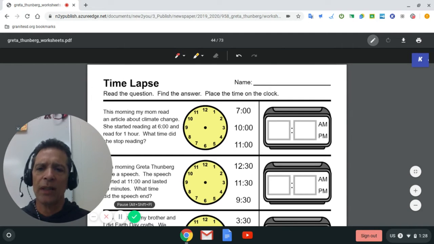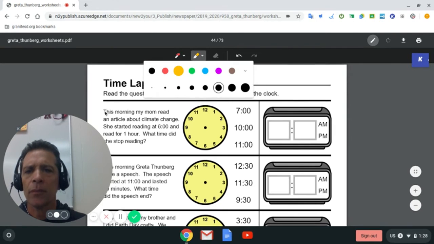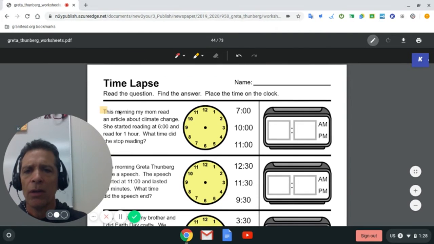The next one is time lapse. We'll go ahead and read this one. We'll take a little bit more time on this page. Let's go ahead and read it. This morning, my mom read an art. Okay, guys, sorry.